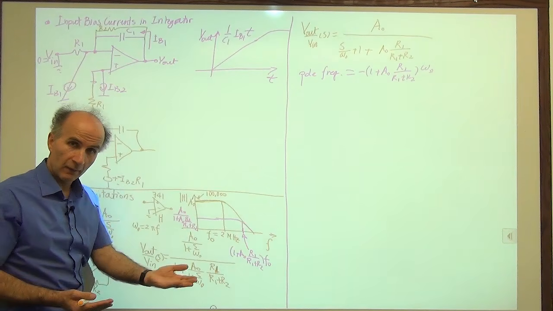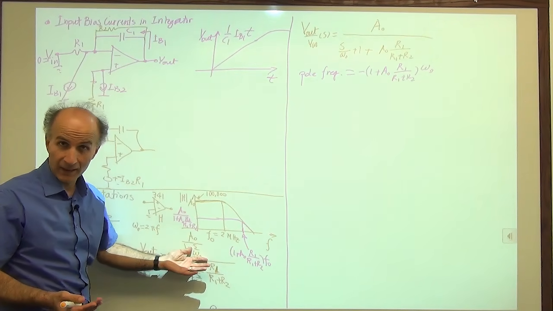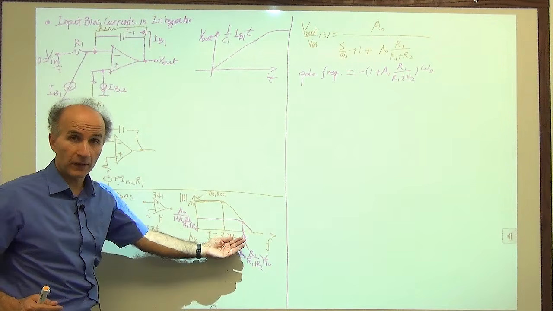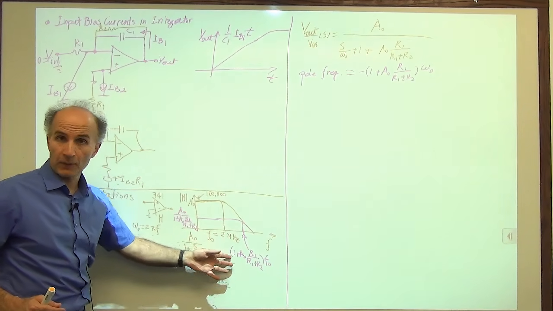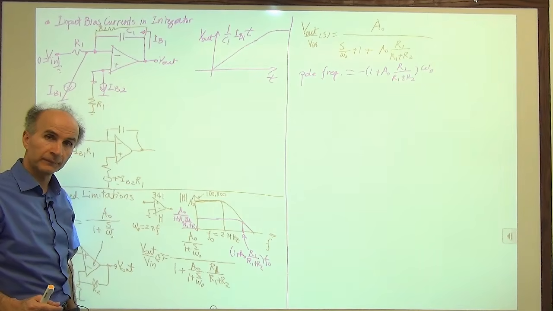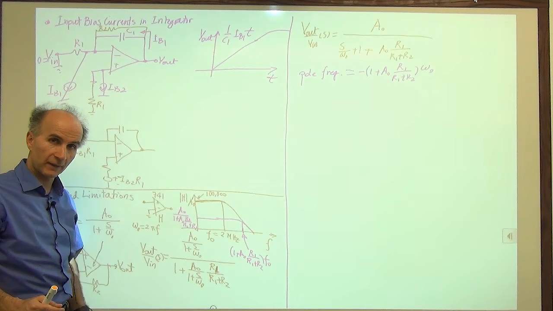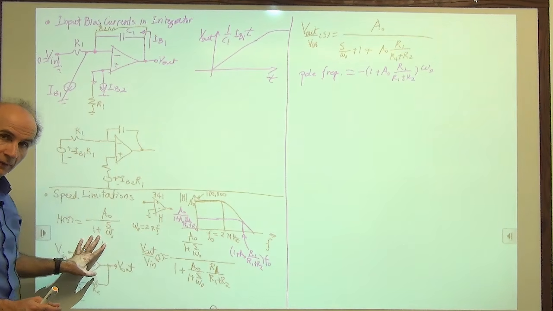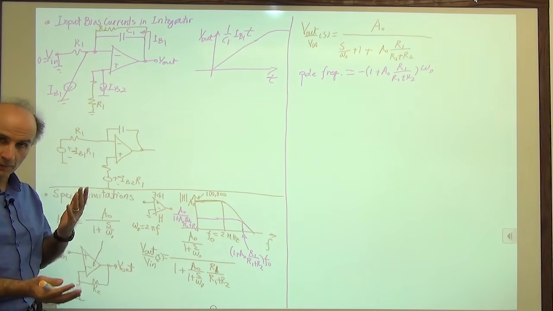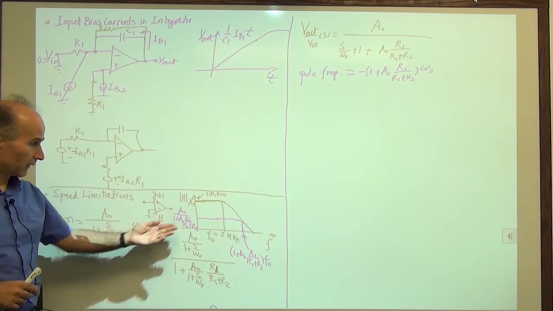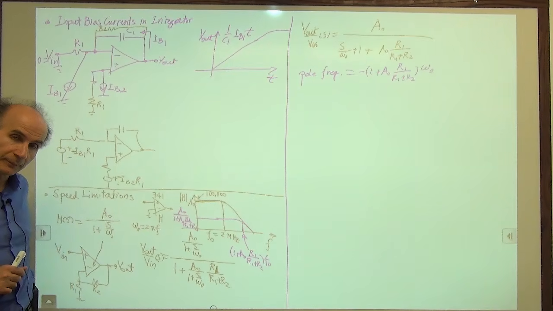We reduce the gain from 100,000 to, let's say, 10, and at the same time, we increase the bandwidth from, let's say, 2 megahertz by a huge amount. All right, so that's the beauty of this type of circuit. You can trade gain and speed for different amounts that you can see here.